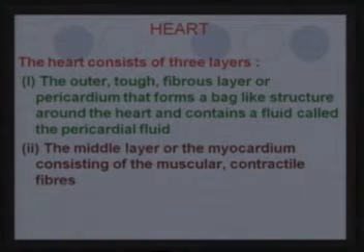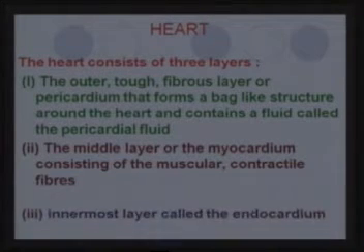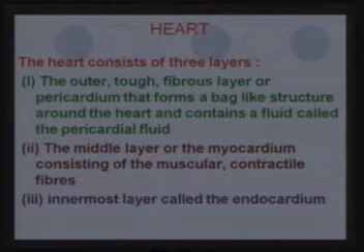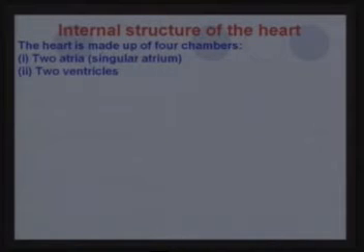The middle layer is the myocardium layer, and it is highly muscular, and it is the contractile region of the heart. The innermost layer is not that strongly developed. It's not as thick as the myocardium, and it is called the endocardium. Now I'll show you the internal structure of the heart by first showing you that the heart is made up of 4 chambers. There are 2 atria and 2 ventricles.